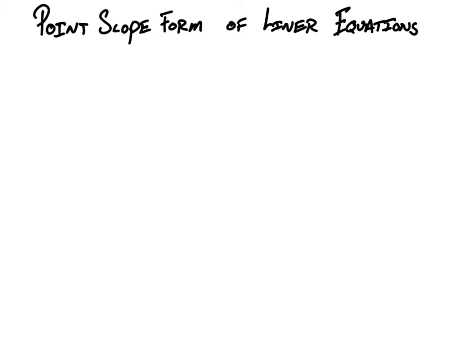Point-slope form of linear equations is another form of a linear function. It's still in the linear family, and it just has a little bit different shape to it than y equals mx plus b, so it's another one of the linear forms. This one's specifically good if you're given a point and a slope. It's very clear in terms of what it needs. It needs a point and a slope.